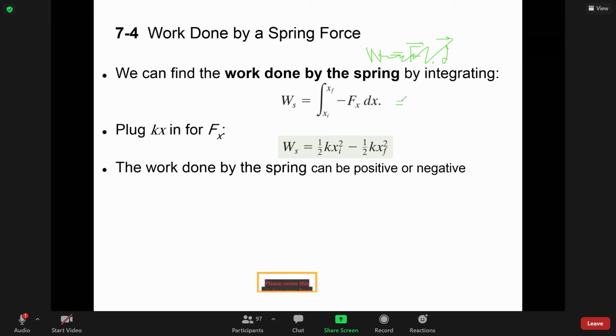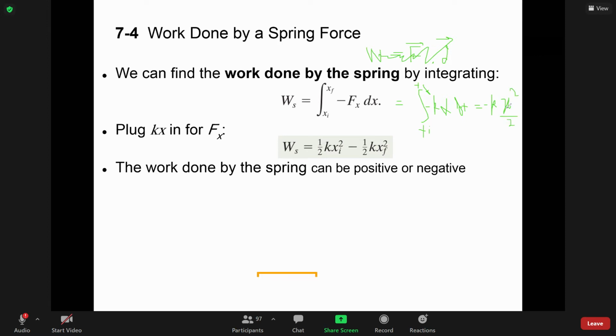So it will become what? Integrate minus kx dx. Of course, this is from x initial to x final. Initial position of the mass, final position of the mass. Now, if I try to do the integration of minus kx, I put the minus k outside. When you do integration, the constant comes out. The minus and the k are constant. When you integrate x, what is the integration of x? It's x squared over 2.